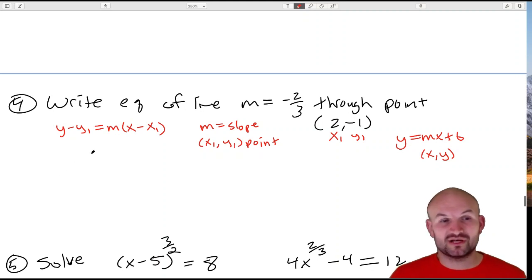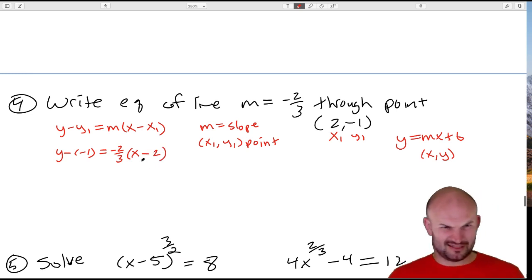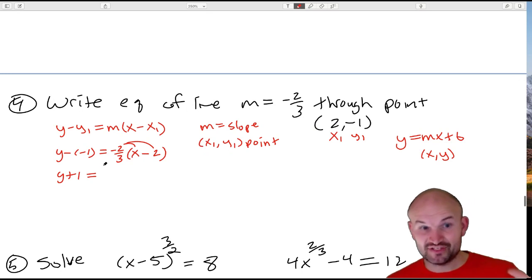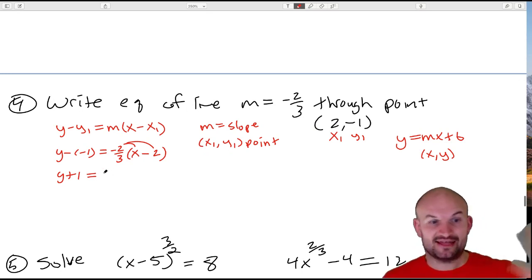Now let's just go ahead and plug in the values. So we have y minus negative 1 equals negative 2/3 times x minus x1, which is 2. And it doesn't look like everything's going to be pretty, but either way, that is what it is. So therefore, this becomes y plus 1 equals, let's go ahead and distribute this. Well, actually, that is the equation of the line anyway, so you're kind of done at this point. But in calculus, we just leave it like that. That is an equation of a line, just in point-slope form.